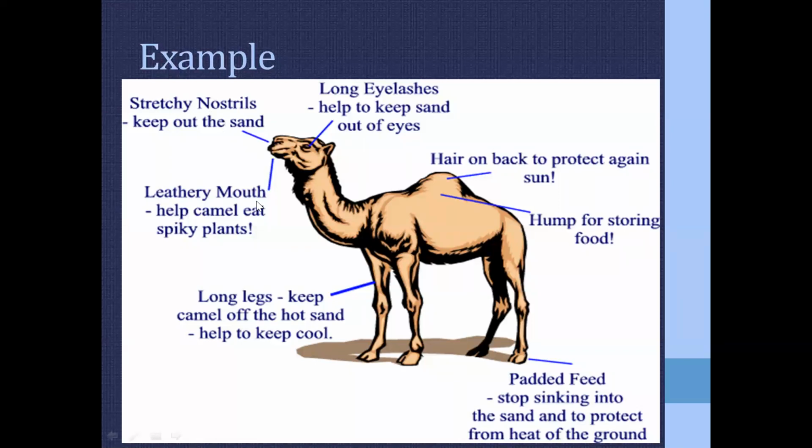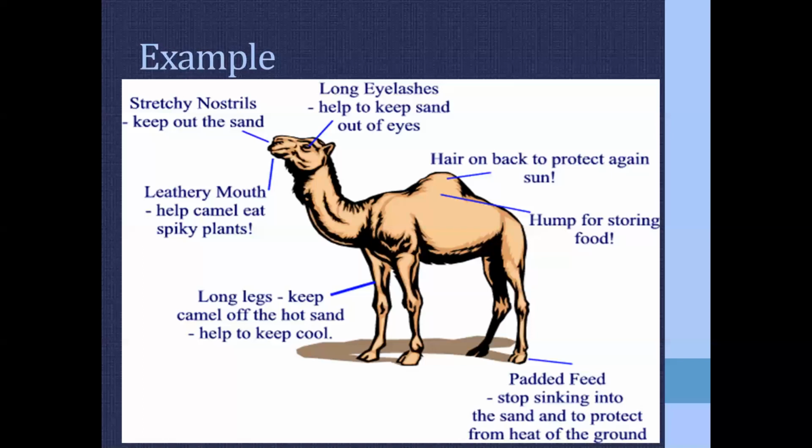Then leathery mouth, means their mouth is somehow leathery. Why? That leathery mouth helps the camel eat the spiky plants. Means it will enable the camel to eat up the spikes, because it has to feed on the food which is available in the desert. So when they want to take this food, definitely they have to brush aside the hard and spiky plants, so it has this leathery mouth.